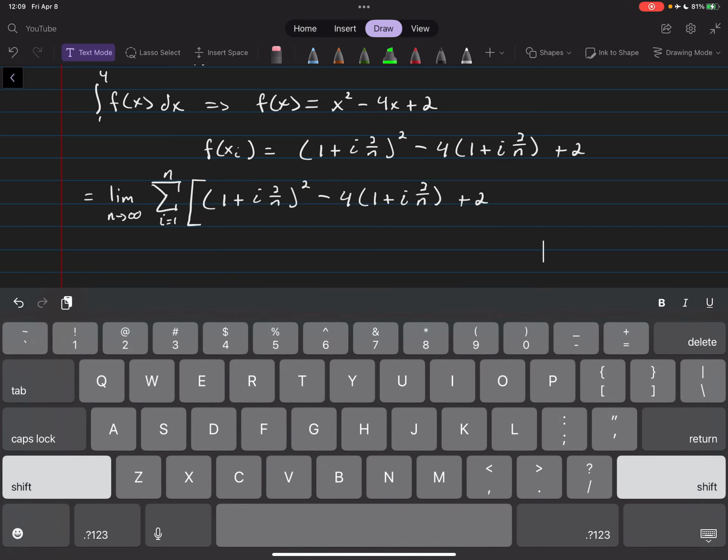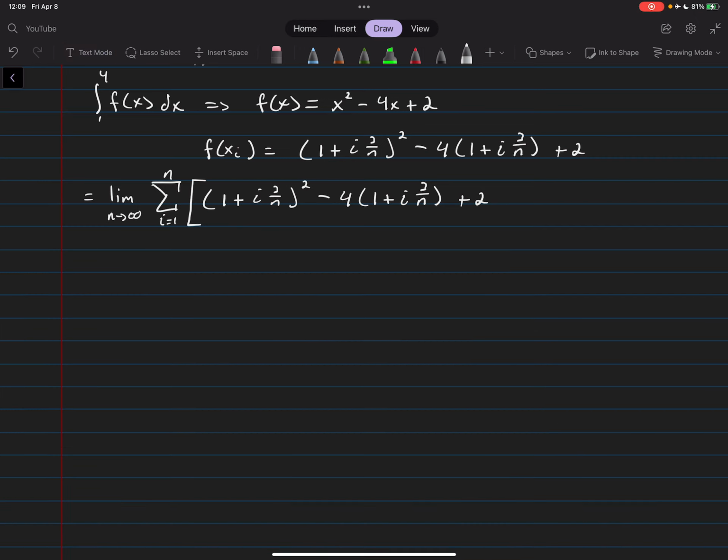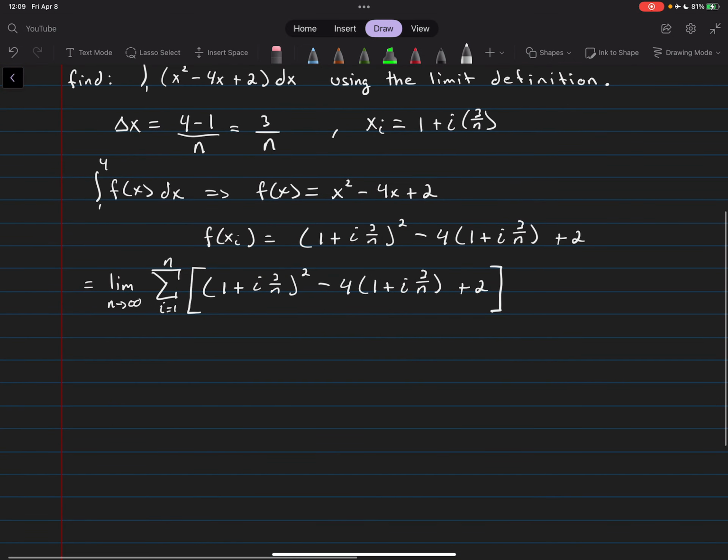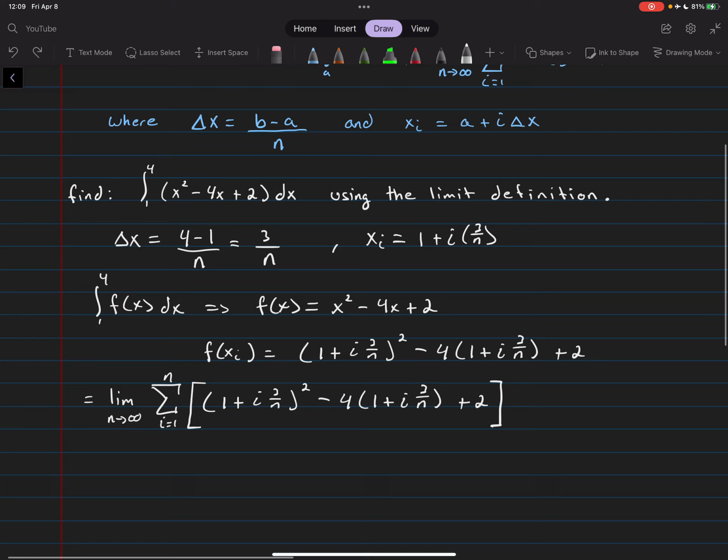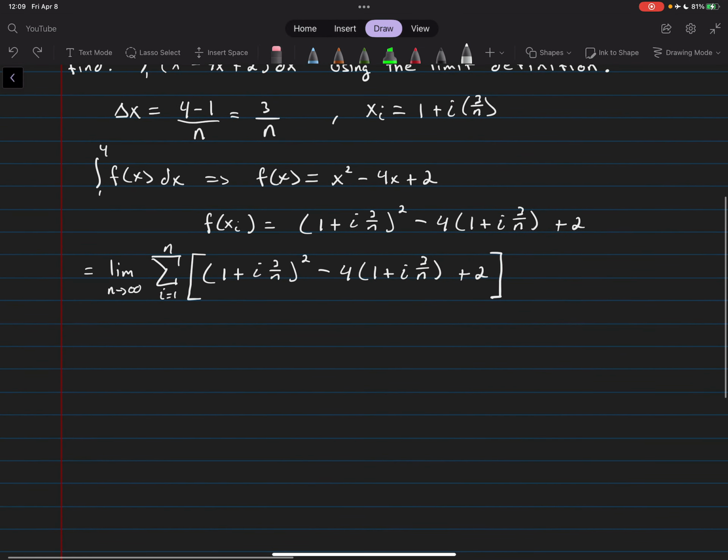And then we want to multiply this whole thing by our delta x, as you see here. So our delta x we found to be 3 over n. So this is multiplied by 3 over n.